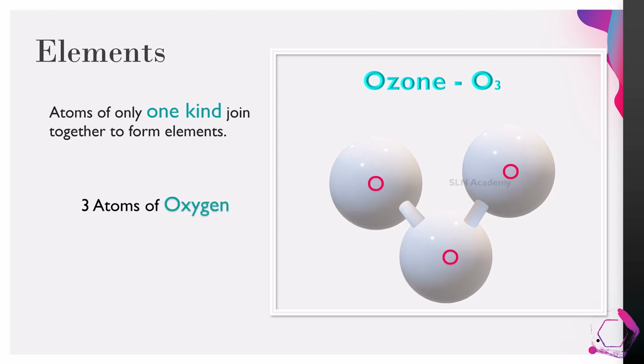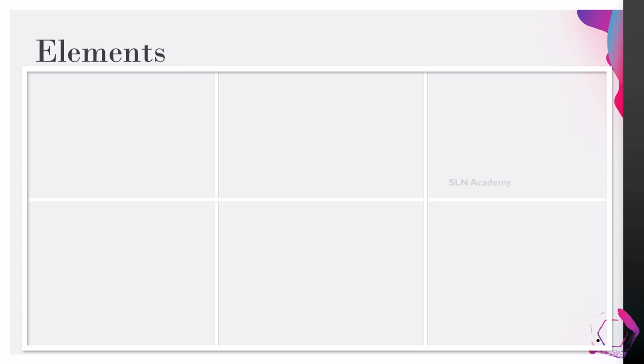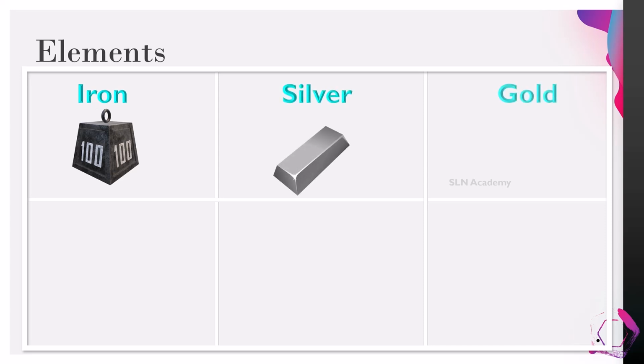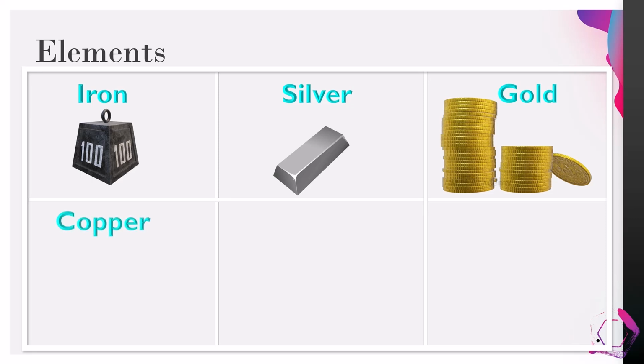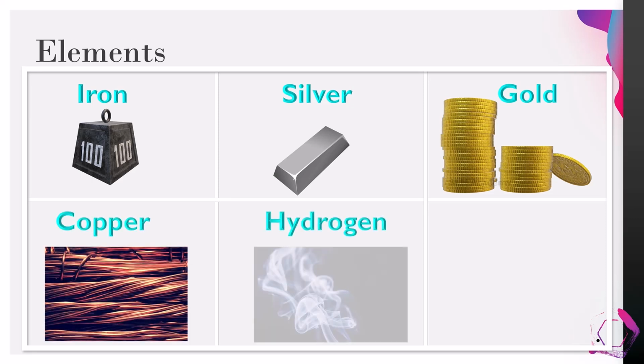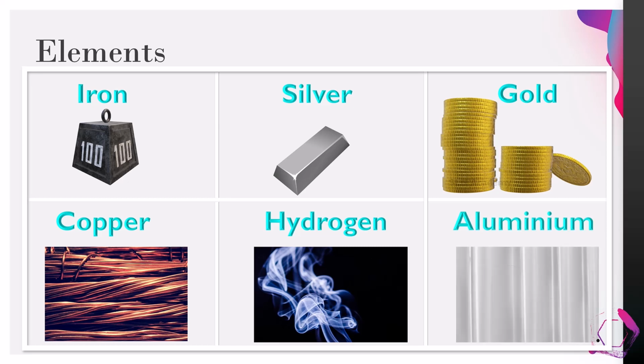In the examples such as nitrogen molecule, oxygen molecule, and ozone, we have observed that they are all made up of same kind of atoms. In the same way, there are plenty of elements which are made up of same kind of atoms. They are iron, silver, gold, copper, hydrogen, aluminium, etc.